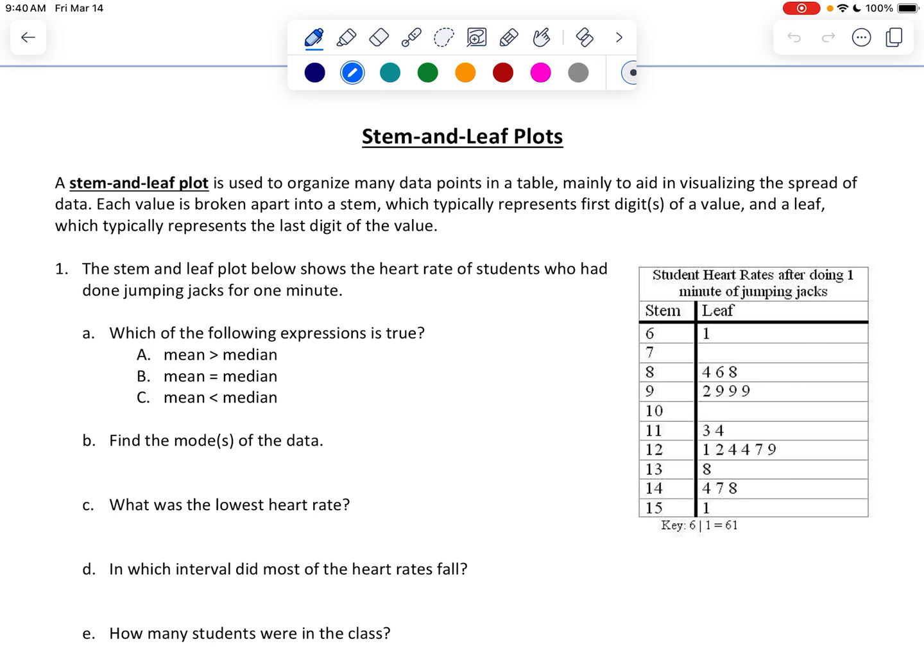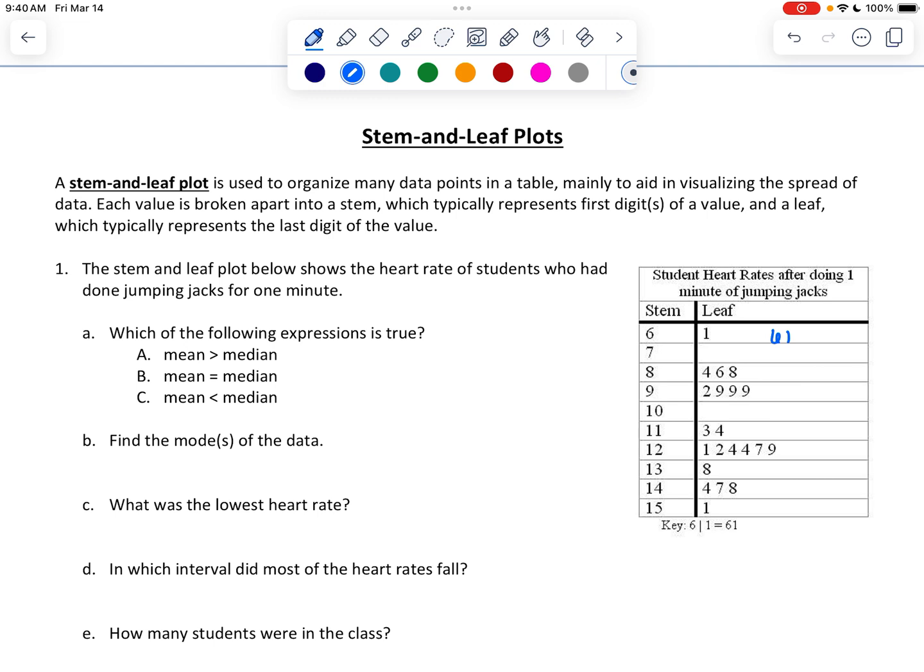The stem and leaf plot here on the side is going to show the heart rates of students who had done jumping jacks for 1 minute. The way this is displayed, it's a little bit unclear how this works out, but the stem is going to show a tens position and the leaf is going to be your ones position. I know that because the key down here tells me so. So a 6 on the left in the stem column and a 1 on the right in the leaf column represents 61. So that means I have a 61 here.